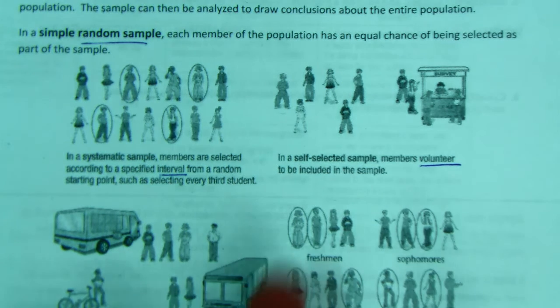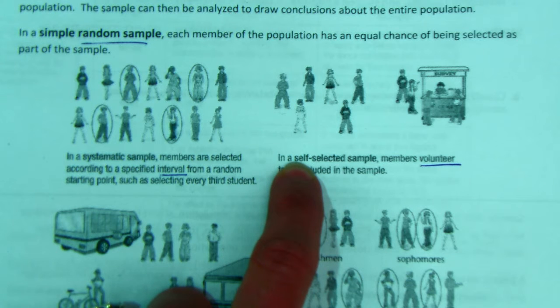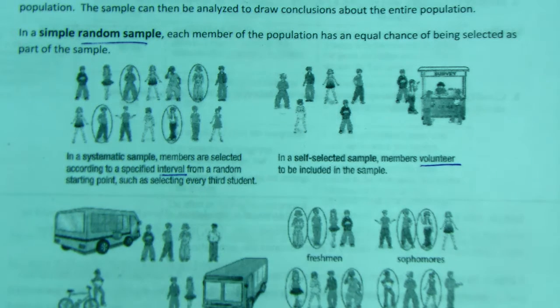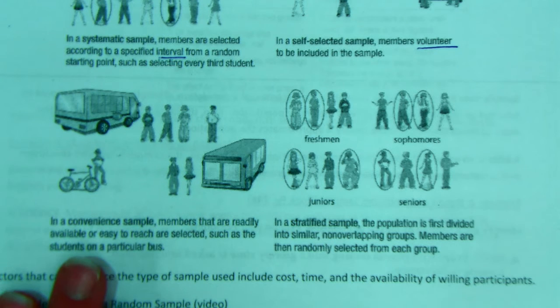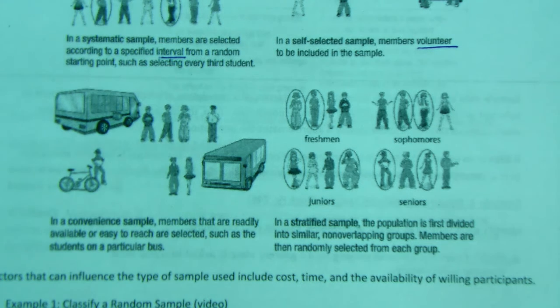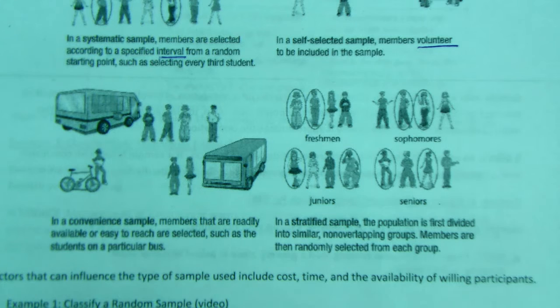Okay, then this one, a convenient sample. This is probably the most popular type of sample in real life, because that's when members are picked based on availability. Maybe we have to have the survey done by next block, so who do we ask? 3rd block kids, and there you go. So it's a convenient sample, or you're only in one spot, or you're picking people who are easily accessible or easy to reach. That's convenience. Very rarely is that going to be unbiased, which we'll talk about in a little bit.